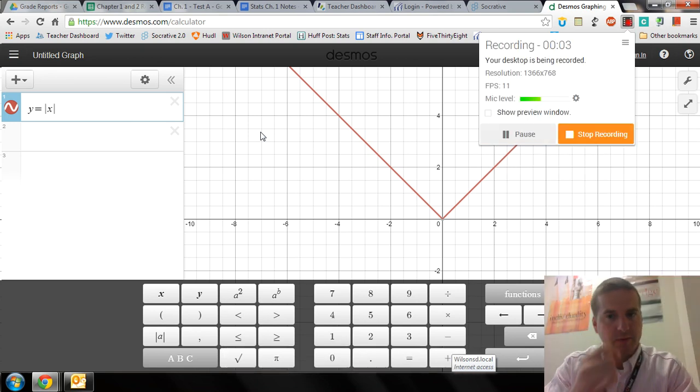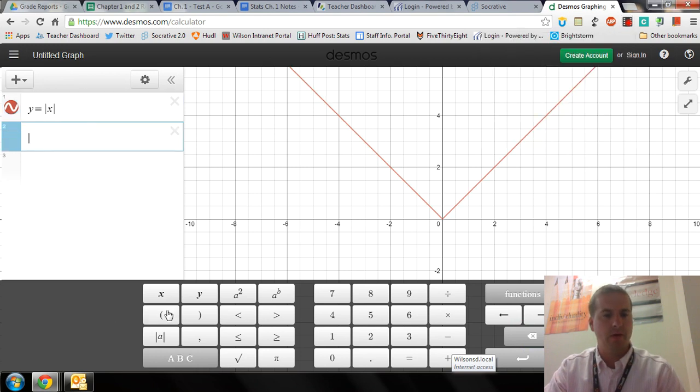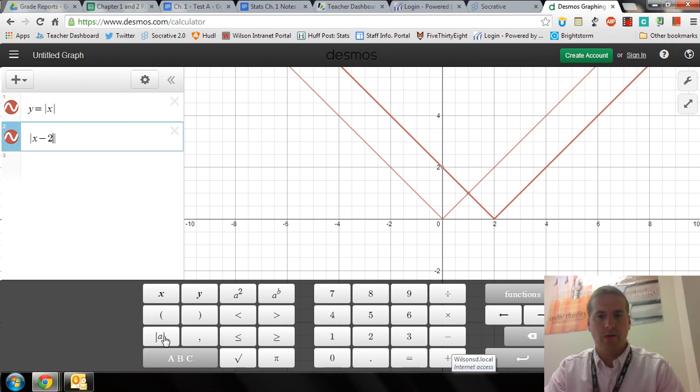So we're looking at absolute values and how they can be manipulated when the equation's altered. Here we have one, just y is equal to the absolute value of x. What we're going to do here is manipulate it to see what happens if we change certain things. The first thing I'm going to do is change it so we have x minus 2. You can see here what happens when you take minus 2.